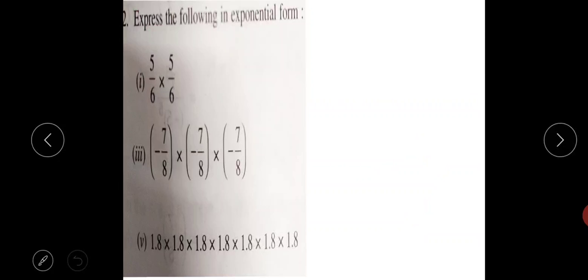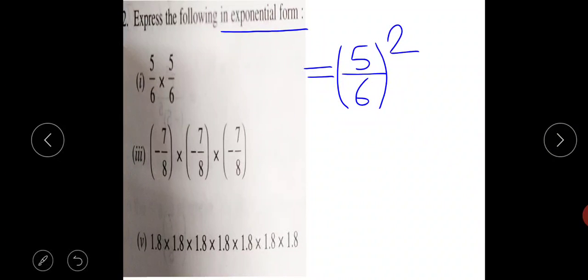Now question number 2 is express the following in exponential form. Exponential form means in power form. First part is 5 upon 6 multiplied by 5 upon 6. Now we have to represent this in exponential form. Now see, 5 upon 6 यहाँ कितने टाइम्स है? 2 टाइम्स है. So we can write in exponential form as 5 upon 6 to the power 2.